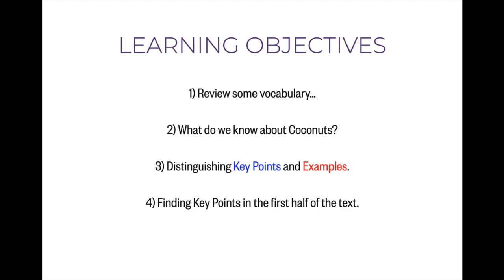The first thing that we're going to do, as per usual, is review some vocabulary. We are doing that because it would be helpful for you when you start reading the text. Then we're going to ask ourselves, what do you know about coconuts? That will be helpful because it will help us to think about the topic of coconuts and prepare ourselves for the forthcoming text. The third thing that we're going to do is the key part of this session, to distinguish between key points and examples in the text. You'll find out why that's important a little bit later on. And number 4, finally, you will find some key points in the first half of the text as a way of practicing for your exam.